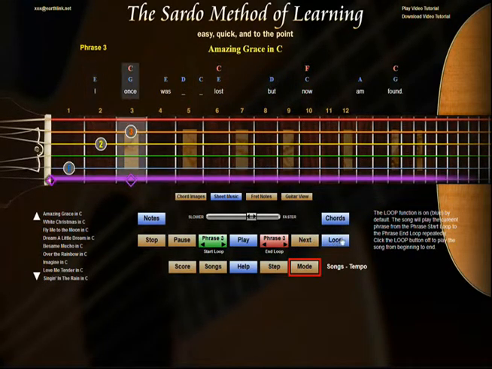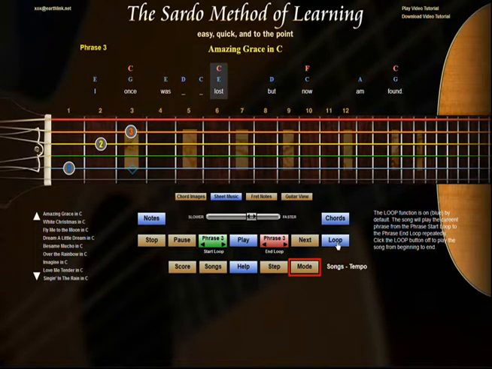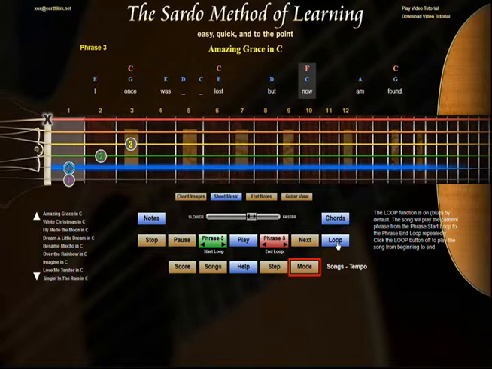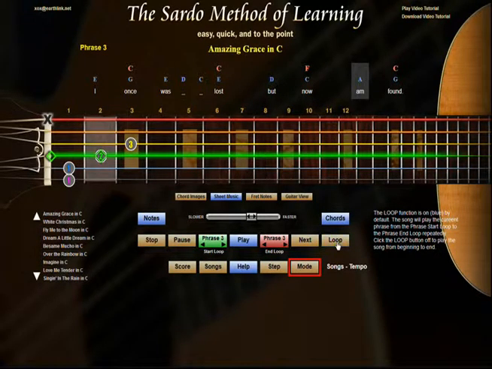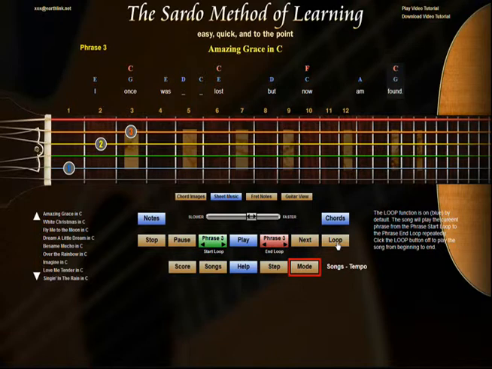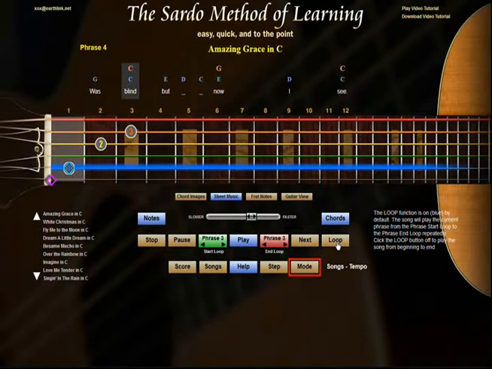Looping is the key to learning something and retaining it. Every step, every song part, every lesson will repeat until you say to go on. But you always have control and can turn off looping whenever you want.